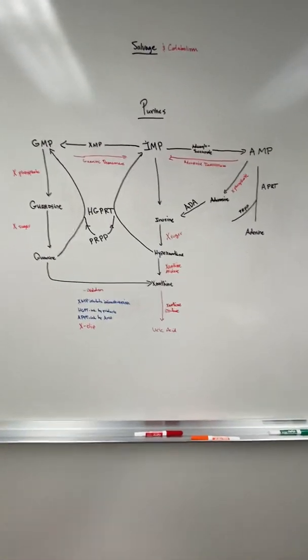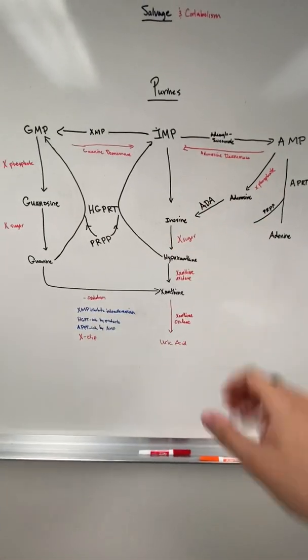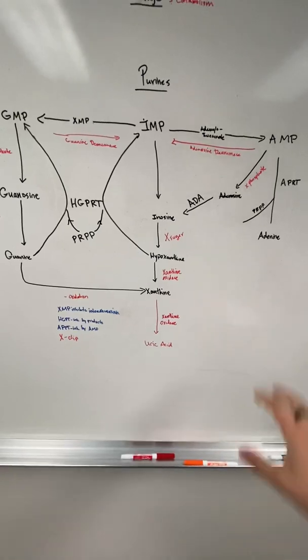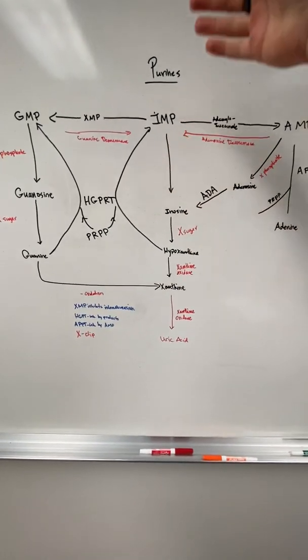So I'll go over salvage and catabolism for purines and then pyrimidines real quick. So purines, I have this little chart. It's from my UMSLE book. It actually helps out a lot. So IMP is the result.